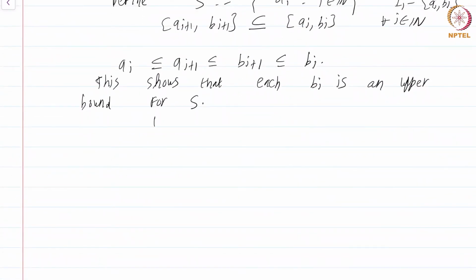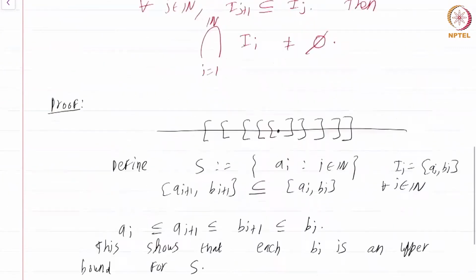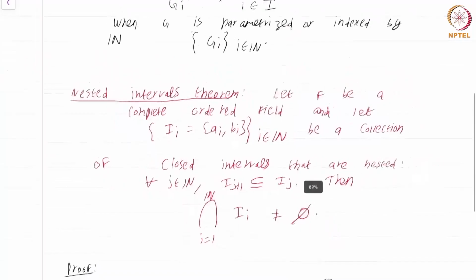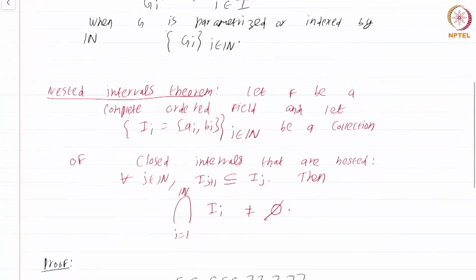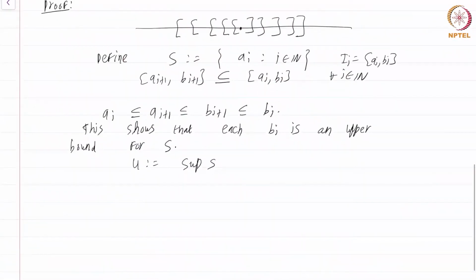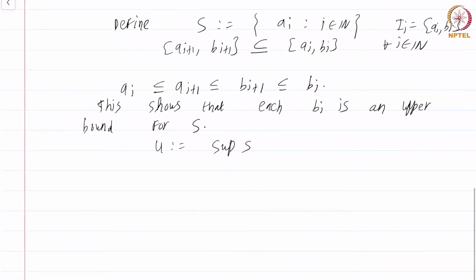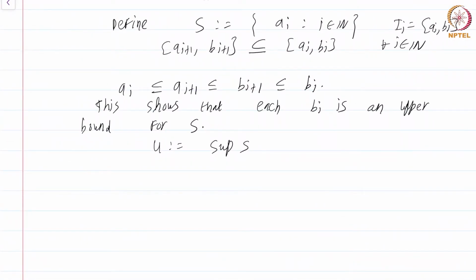Okay. Now let U be, by definition, the supremum of S. Why does the supremum exist? Well, because we considered a complete ordered field, the supremum exists. So define U to be the supremum of S.